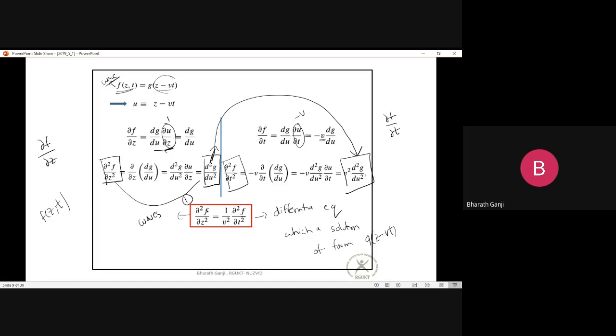So this differential equation says that if I take the double derivative of a function in space, that double derivative in space is some constant multiplied by the double derivative in time. So in space, the double derivative ∂²f/∂z² of that function is equal to some constant times ∂²f/∂t² in the time domain. So this is in a single dimension.